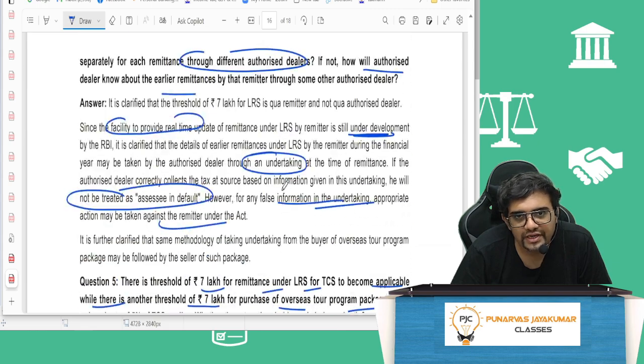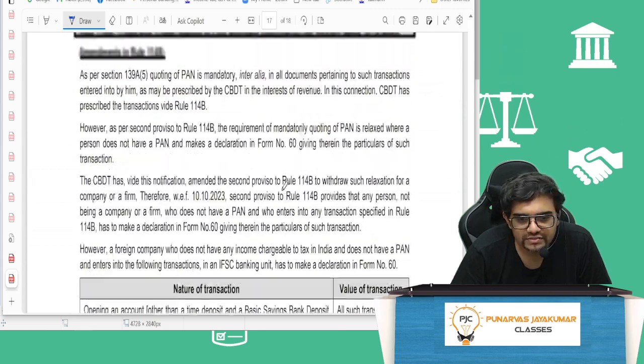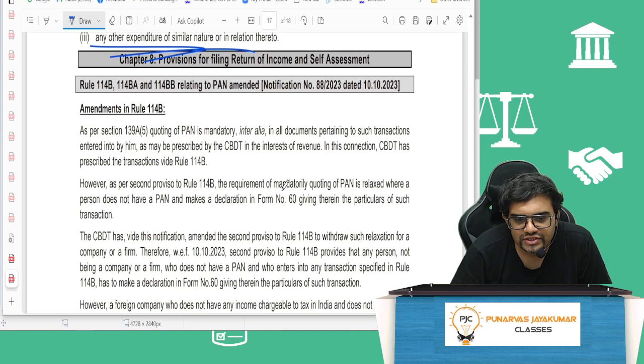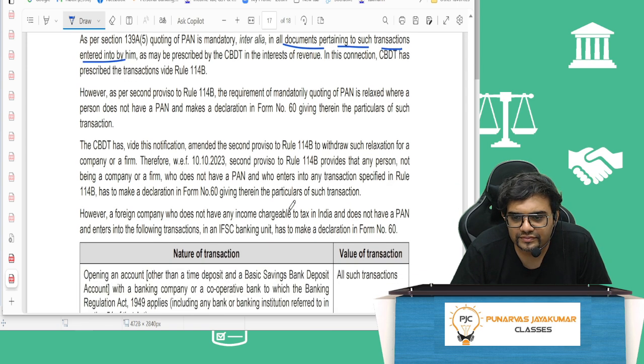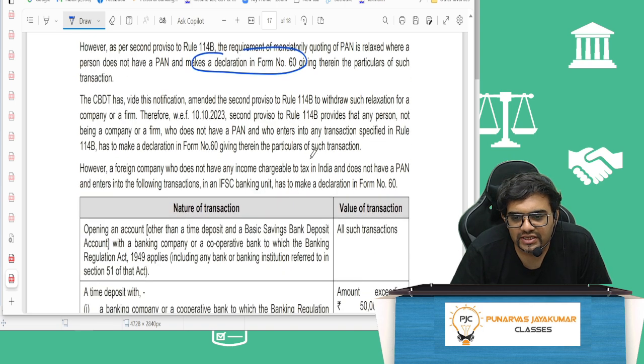This TCS is very, very important. Go through it properly, my dear friends. Then PAN is very easy. Let's finish off quickly. PAN is mandatory in all documents pertaining to transactions entered into by him. However, PAN is relaxed in certain cases where you just have to make a declaration under Form number 60. So basically, any person not being a company or a firm, basically an individual who does not have a PAN, who enters into any transaction, has to make a declaration in Form number 60.